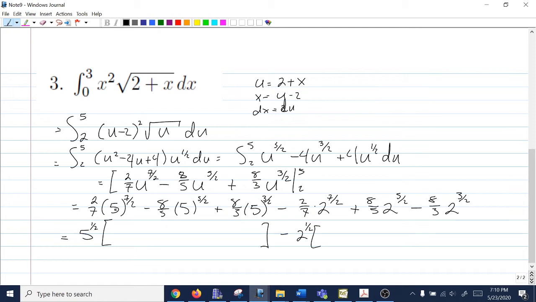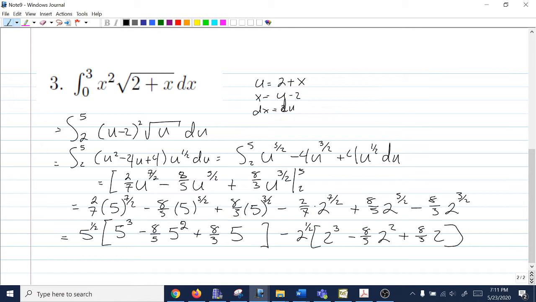What am I left with? I'm left with 5 to the 6/2. 6/2 is 3. Minus 8/5, 5 to the 2/2, 4/2 is 2. Plus 8/3, 5 to the 1/2. That's called 5. This gives me 2/7 times 5 cubed minus 8/5 times 5 squared plus 8/3 times 5. I'm factoring out that negative, 2 cubed minus 8/5, 2 squared, plus 8/3, 2.